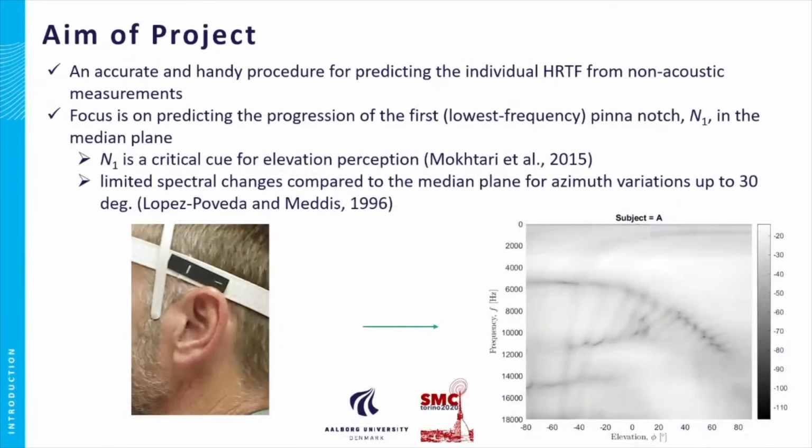The aim of this project is to tackle this issue of individualization and work towards an accurate and handy procedure for predicting individual HRTFs from non-acoustic measurements. The focus throughout the project was on predicting the lowest frequency pinna notch, or N1, in the median plane. The reason why we focused on this is because N1 was found to be a critical cue for elevation perception, as well as the fact that there have been observed limited spectral changes compared to the median plane for azimuth variations up to 30 degrees. So moving plus minus 30 degrees from the median plane doesn't change much the progression of this first pinna notch.